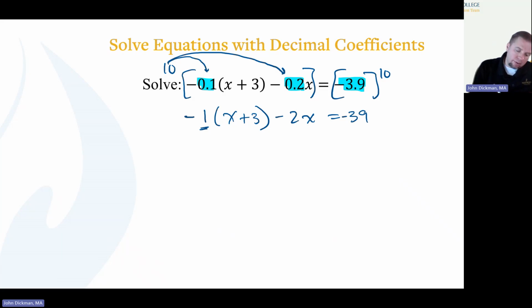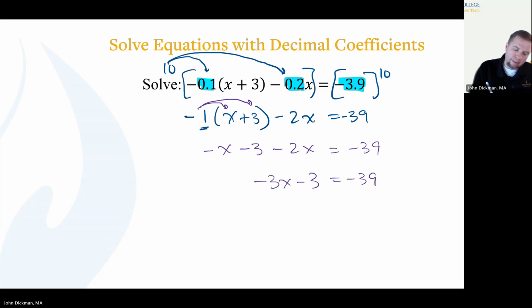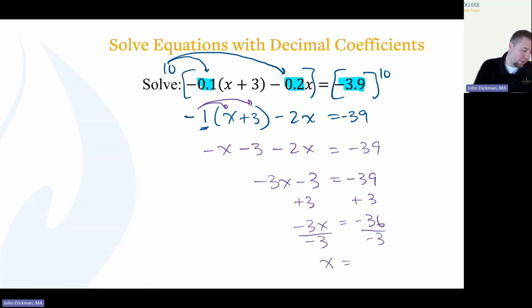Now I can go ahead and distribute this negative 1. That gives me negative x minus 3 minus 2x equals negative 39. Negative x minus 2x is negative 3x minus 3 equals negative 39. Add 3. Negative 3x equals negative 36. Divide by negative 3. X equals negative 36 divided by negative 3, which is 12.